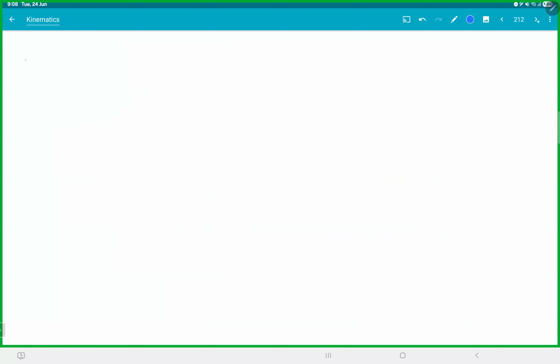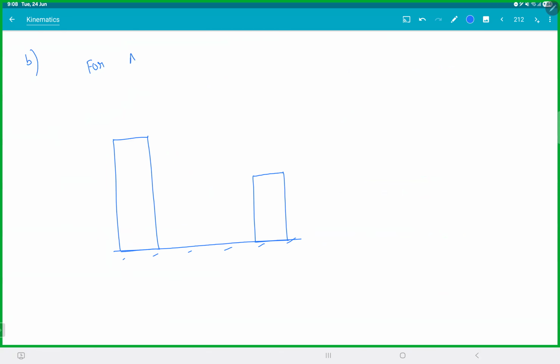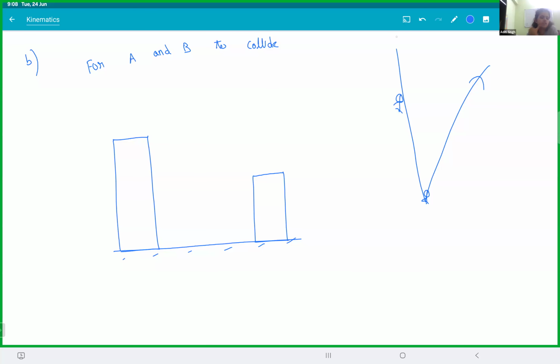Now, for the B part, you could have done it much faster. Ask yourself, if A and B want to collide, what should happen? If you want to come and meet me, which way should you walk? Let's say I'm standing here and you're standing here. If you go like this, will you meet me? No. So you should come and cross me, right?